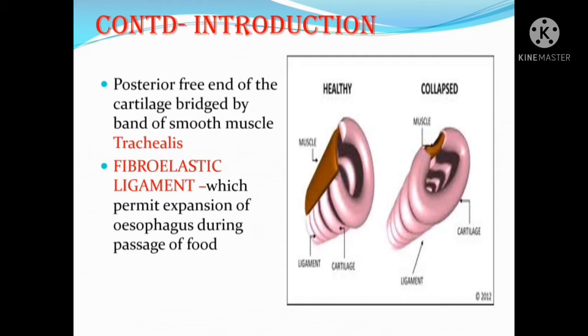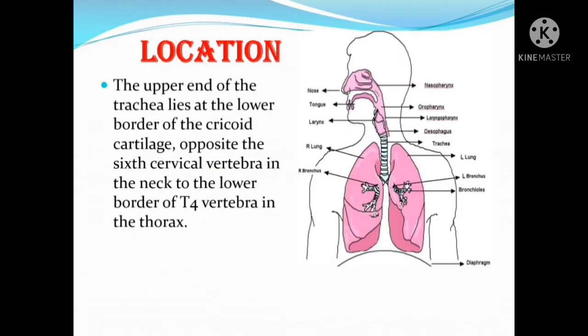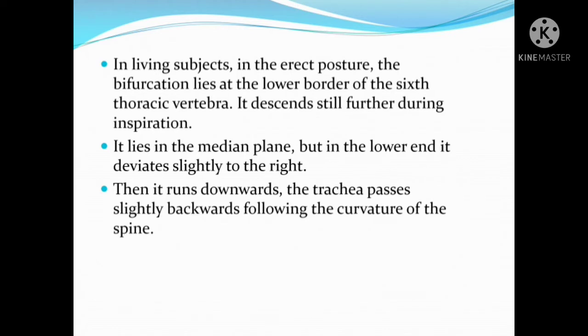The upper end of the trachea lies at the lower border of the cricoid cartilage and opposite to C6, that is the sixth cervical vertebra in the neck, and the lower border of the T4 vertebra in the thorax. In living subjects, in the erect posture, the bifurcation lies at the lower border of the sixth thoracic vertebra. It descends still further during inspiration. It lies in the median plane, but at the lower end, it deviates slightly to the right. Then it runs downwards. The trachea passes slightly backwards, following the curvature of the spine.